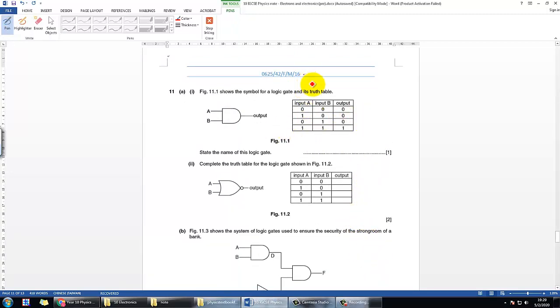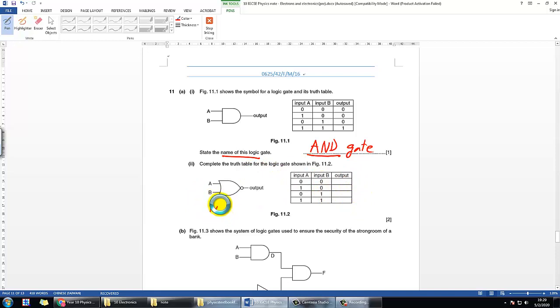Okay, so very simple stuff actually. This is the, well, name the logic gate. So this is AND gate. So once again, capitalize the word AND. And yeah, that's all. For part 2, this is a truth table you need to fill in.